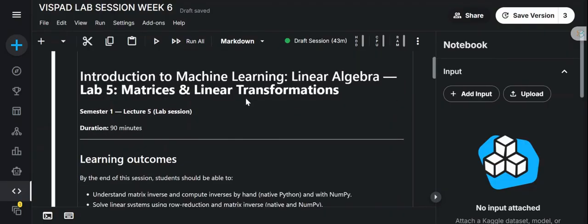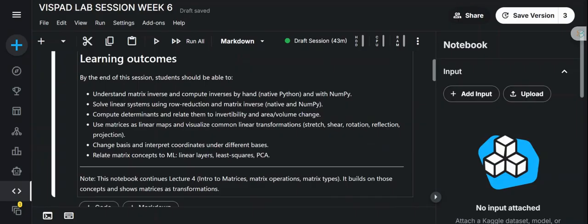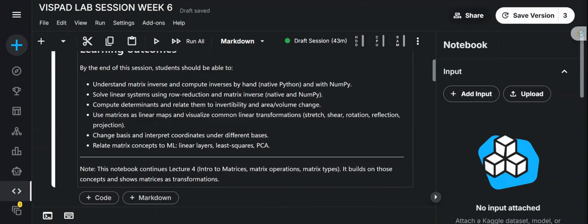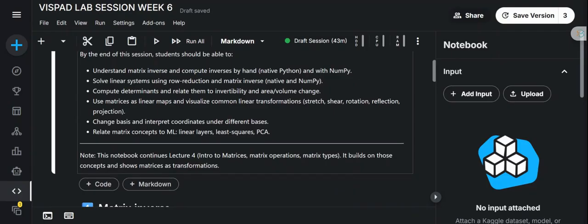At the end of this particular lab session, you should know how to compute the matrix inverse, both by hand, that is using just native Python, and also with the NumPy library, how to solve linear systems of equations, ideally using the matrix inverse, and also to compute determinants, because that's what was covered in this week's lecture, and also their relevance to invertibility and area and volume change.